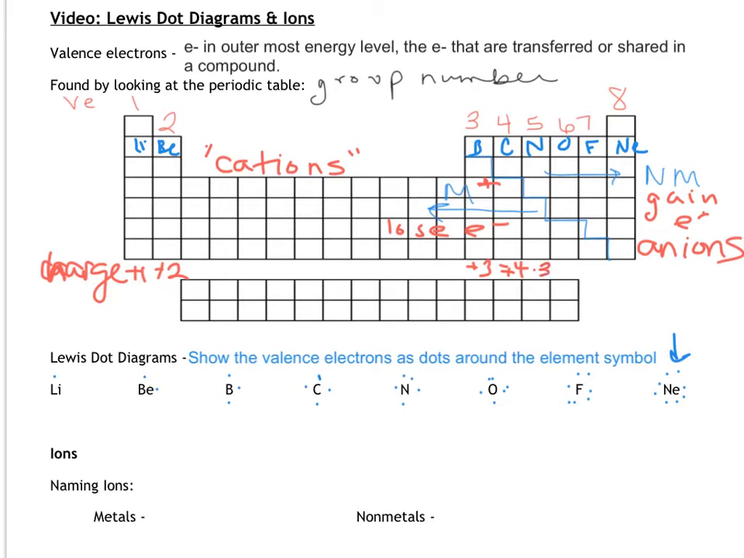They're going to gain 3 electrons to get to 8. Group 6 is going to be -2. Group 7 is -1, and our noble gases are not going to gain or lose electrons, so they're going to stay as 0.